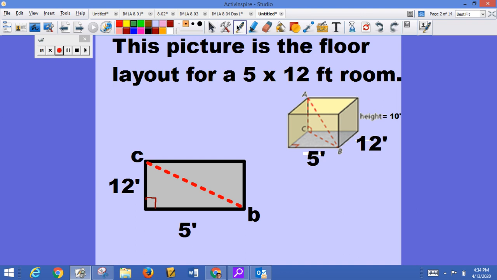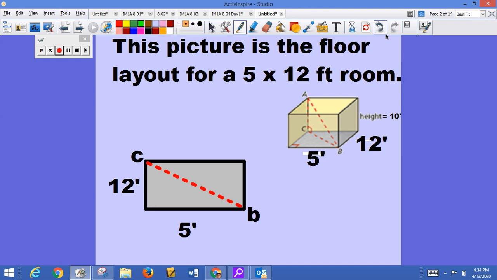And again, what I'm trying to do here is I've broken this problem down into two parts. I'm going to first find this unknown length here between B and C. And once I have that, then I can use that along with my height of 10 to find this unknown length out.